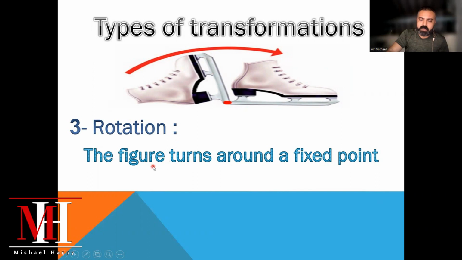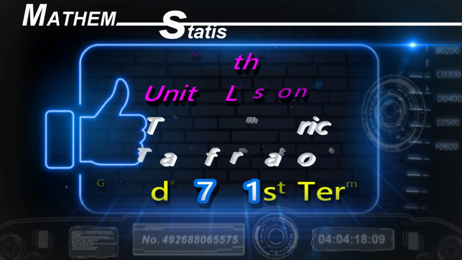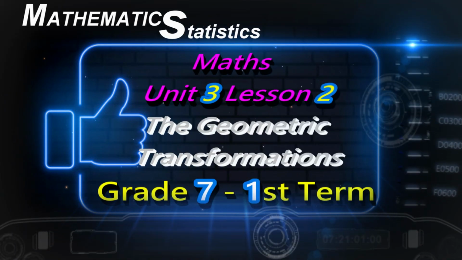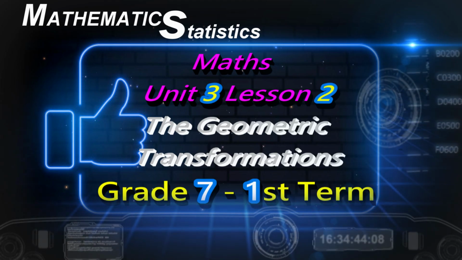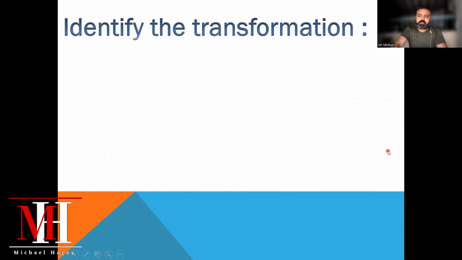Rotation, the figure turns around a fixed point. This point is called a fixed point. The figure should move around this fixed point. Let me apply these definitions with some examples.